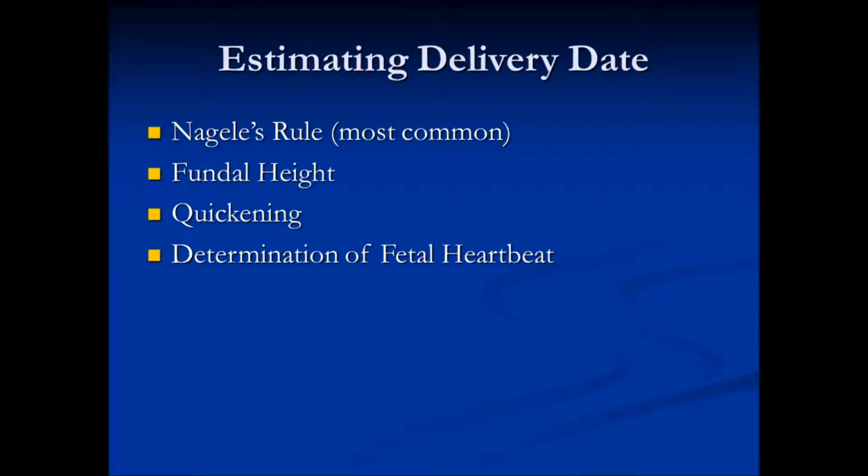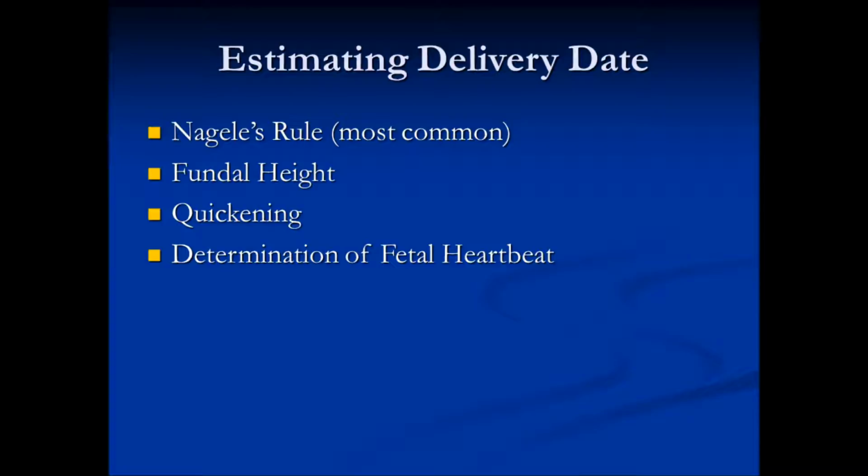Okay, quickening is the next way to estimate due date. It is the first sensation of fetal movement experienced by mom. It is generally between 16 to 22 weeks that mom will feel the fluttering, but on average it occurs near week 20. Because of the large variations, quickening is at best only a very rough estimate of gestational age.